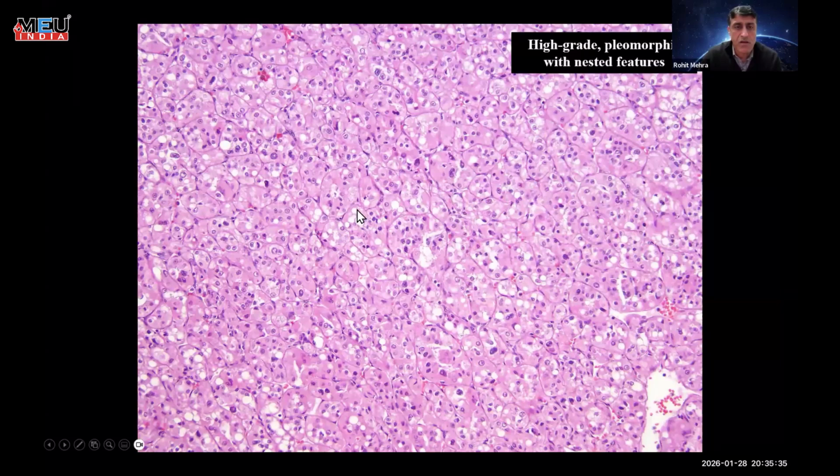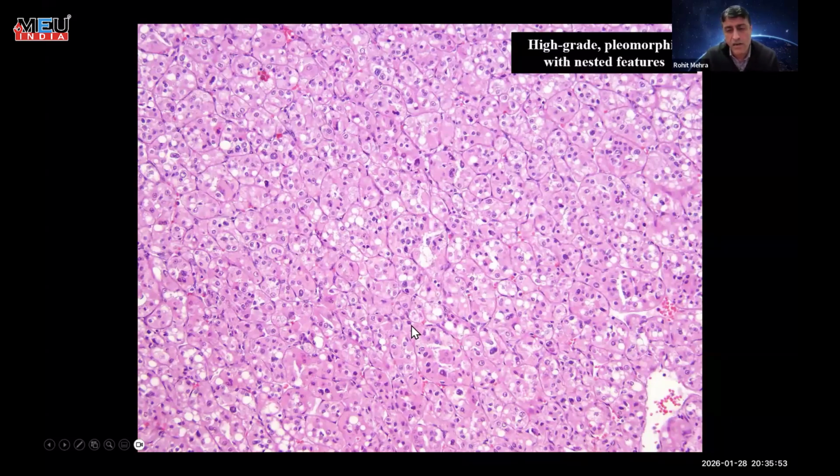So this is an example of a high-grade RCC which shows again a nested phenotype. There is a racemose vascular network, and it is pleomorphic in nature. And we can see there are actually quite a few intranuclear inclusions within this tumor, which is unusual for high-grade clear cell renal cell carcinoma.